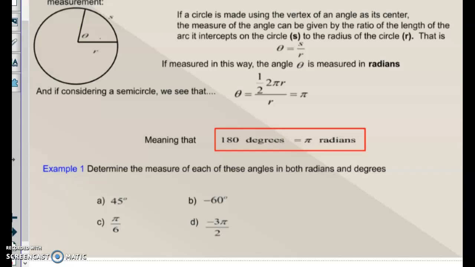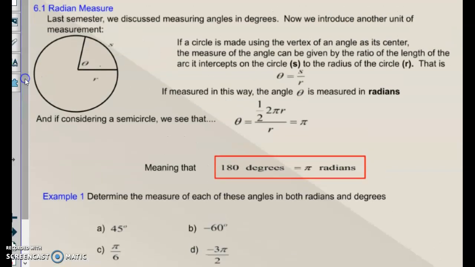Welcome to lesson number 4. And in lesson 4, we're talking a lot about radian measures in trigonometry. Last semester we discussed measuring angles in degrees. Now we're going to introduce the idea of radians.